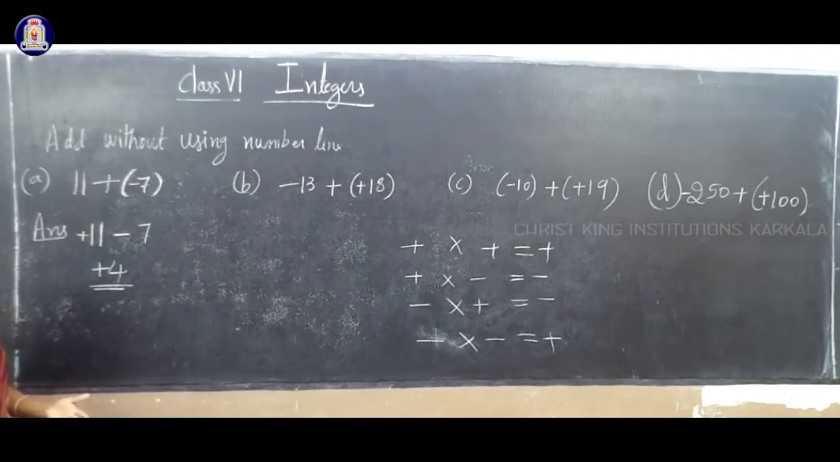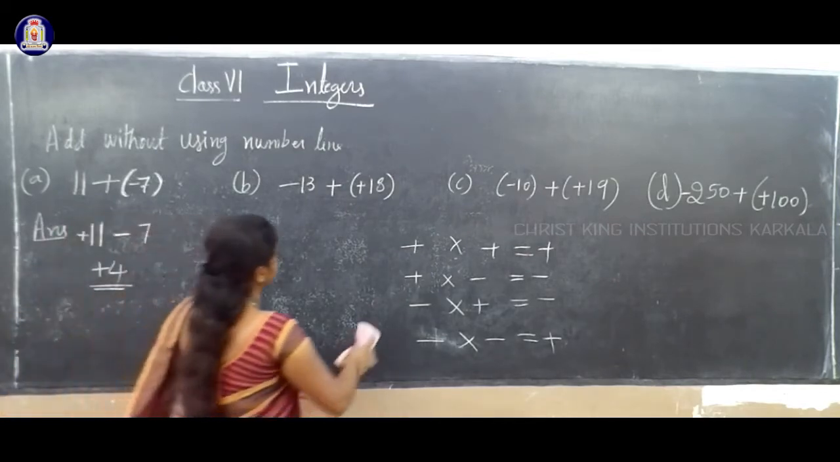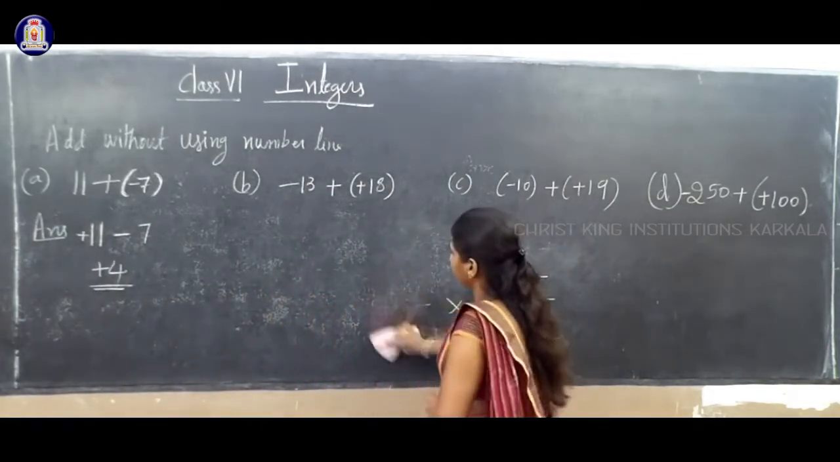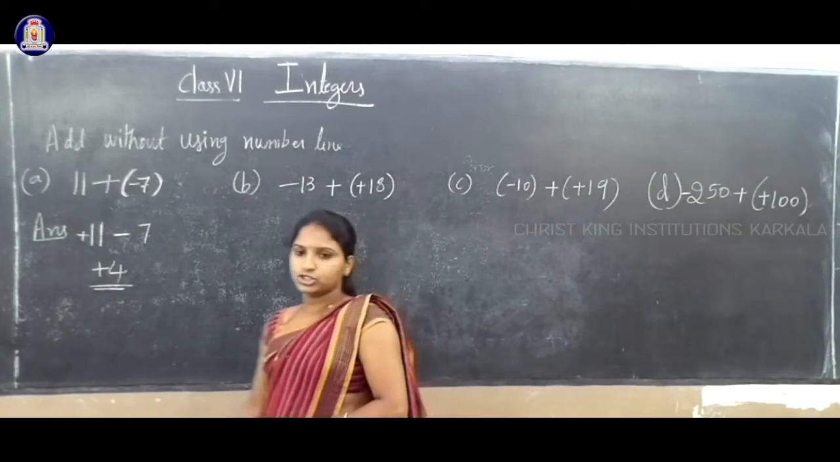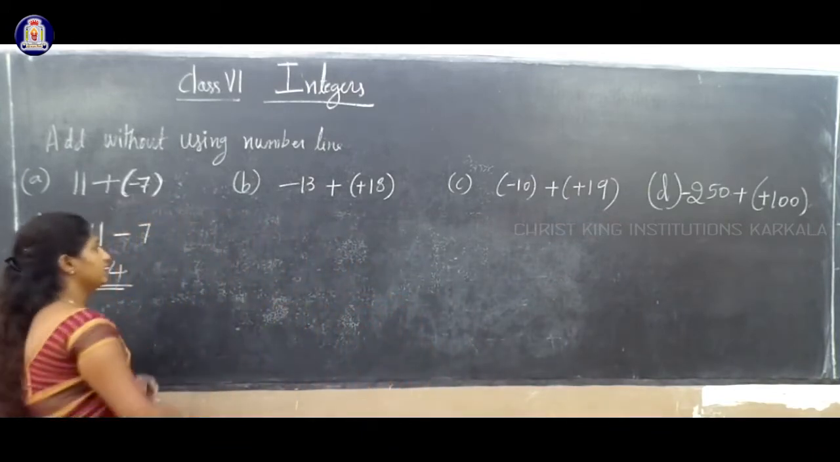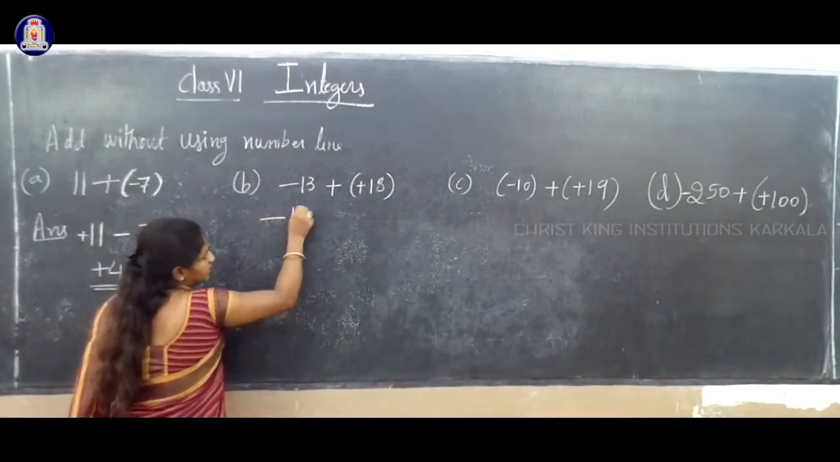Now the next step, you have to see the greater number's sign. Which is the greater number, 11 or 7? 11 is greater. So that sign is a plus. Clear? So next, the second question. We will solve the second question. That is minus 13 plus (plus 18). The question starts with minus 13, so write as it is, minus 13.